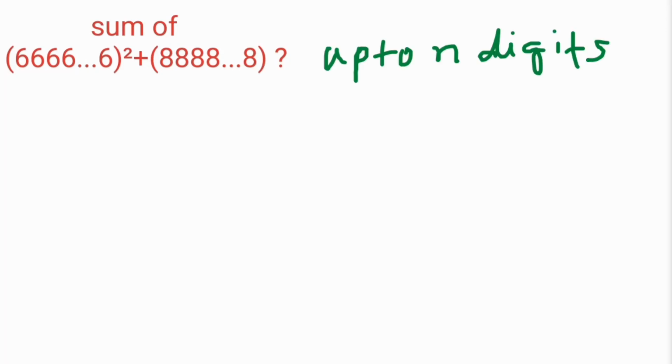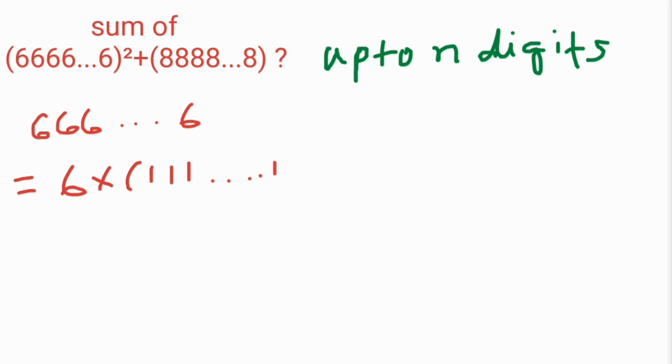Hello people. Here we are going to find out the sum of n digits of 6 raised to the power 2 plus n digits of 8. So 6 till n digits, right? Let's simplify it. We can factorize it, that is 6 into 1 till n digits, right?